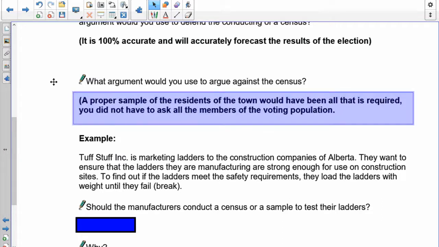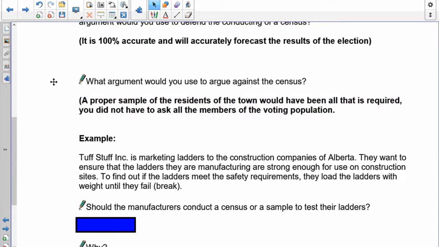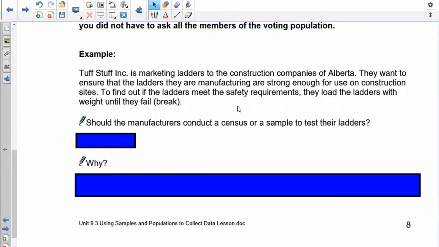Okay, now whenever you're talking about a sampling, the reason you do sampling is because of cost and time. Right? A proper sample of the residents of the town would have been all that's required. If you asked everybody, then you actually have the votes for your mayor. So what you'd be doing is the voting process for electing your mayor, to determine who was going to vote which way to elect your mayor, which makes it absolutely redundant. Okay, let's move on to the next one.